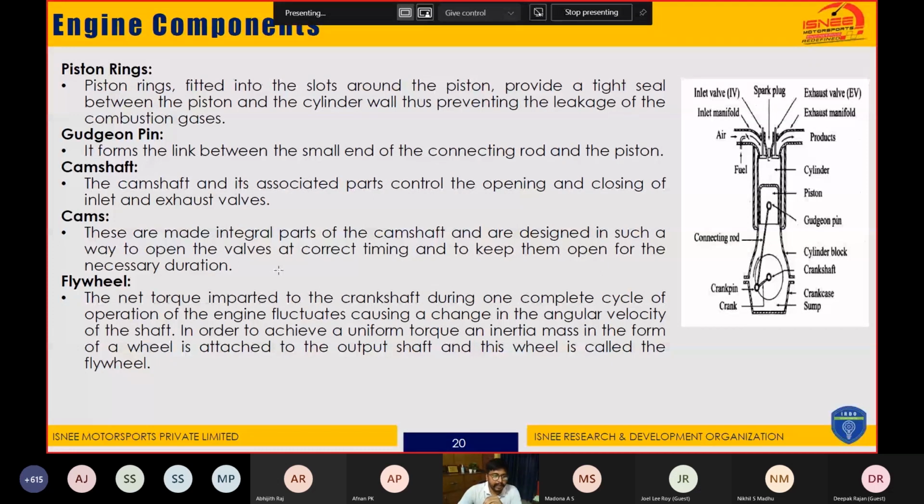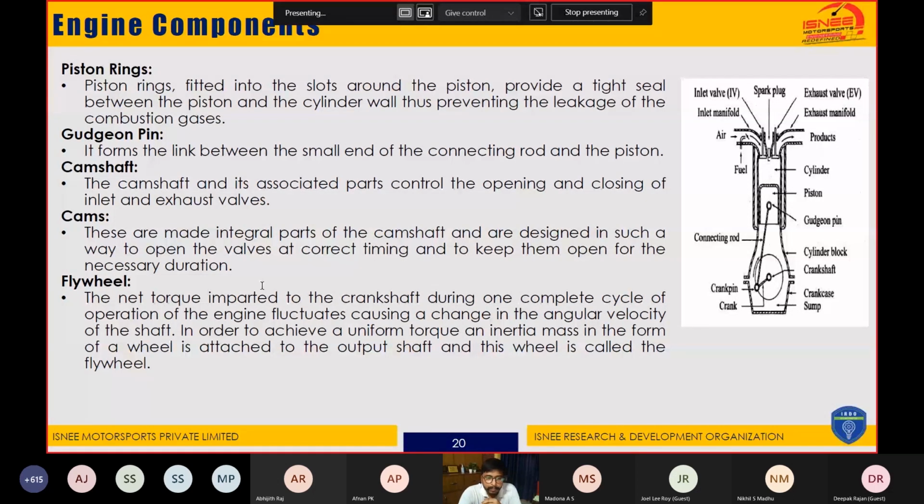Then we have the flywheel. So basically inside an engine, the power stroke is not continuous. The power stroke is not uniform. There is a power stroke in one stroke, and then there are some strokes that are not producing power. So in order to uniformize the torque produced by the engine, we need some rotary mass that has energy, and when there is no power, it can provide its energy to the system and uniformize it.